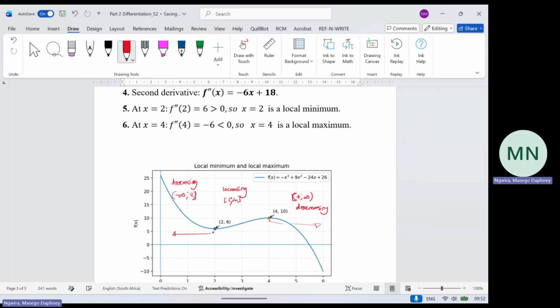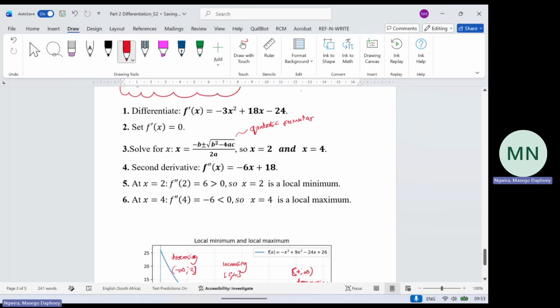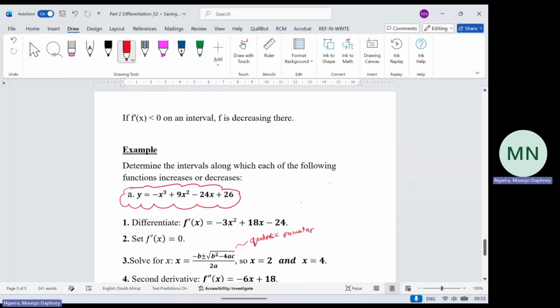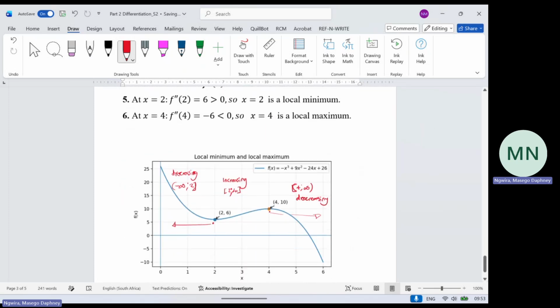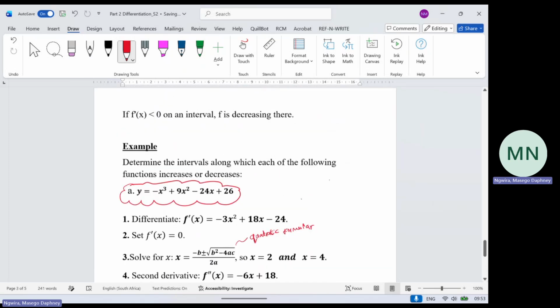This is how we see it. Please ignore my errors, and I apologize for the errors with the negatives here, but everything is fine so far. So you can follow the steps, and that's how we do it.